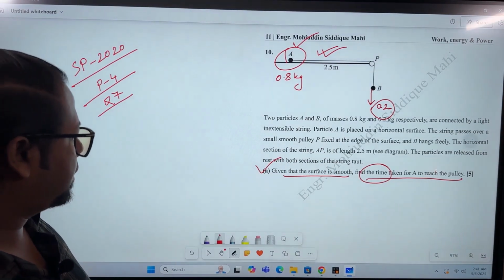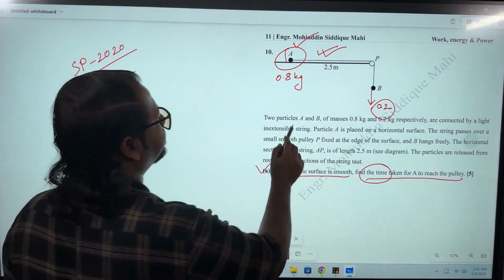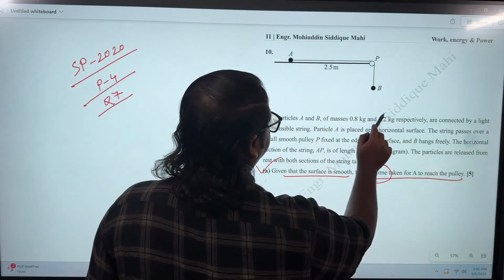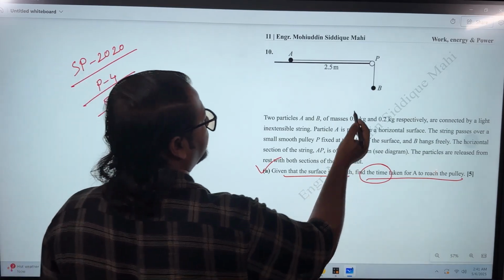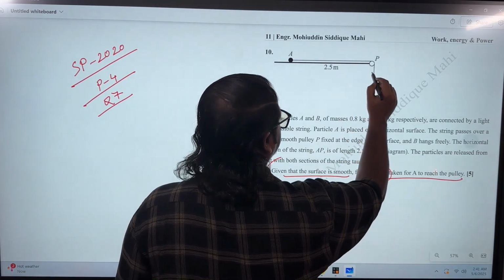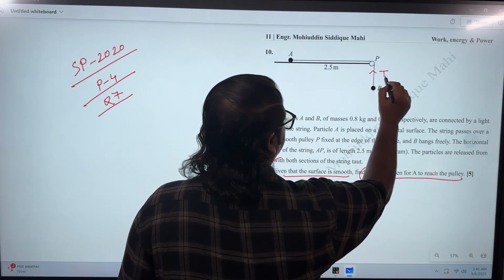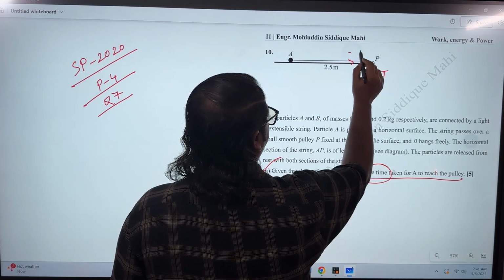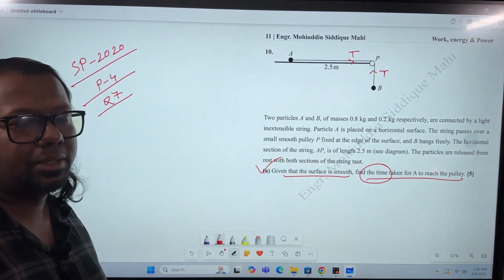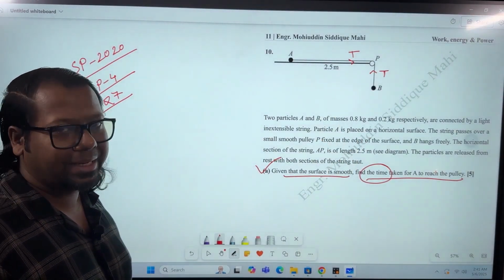So how will we do it? We will apply Newton's second law. So first, we all know that tension always acts inward. So here tension will act and here tension will act, and the magnitude of the tension in both parts of the string will be the same.